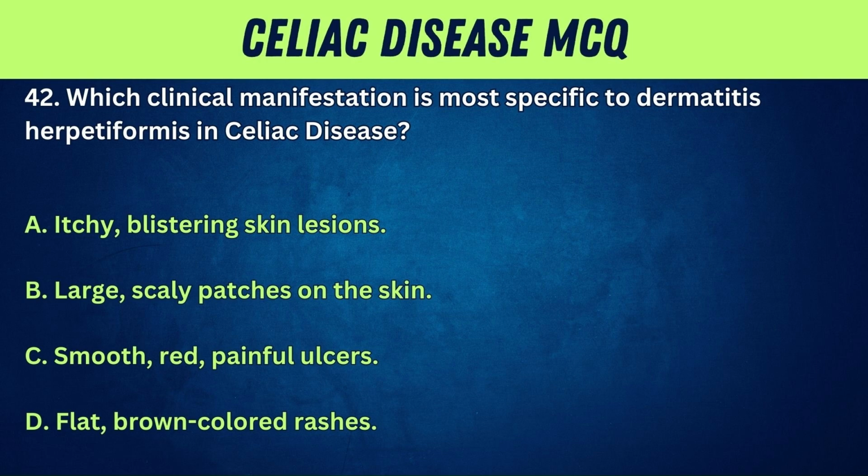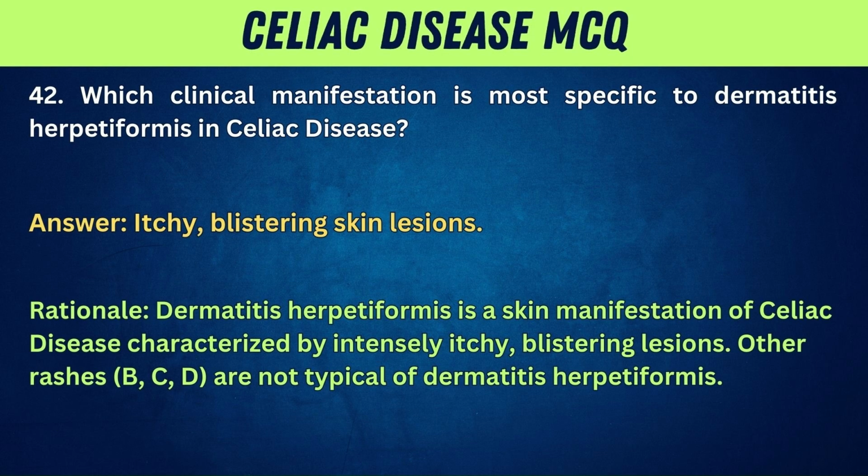42. Which clinical manifestation is most specific to dermatitis herpetiformis in celiac disease? A. Itchy, blistering skin lesions. B. Large, scaly patches on the skin. C. Smooth, red, painful ulcers. D. Flat, brown-colored rashes. Answer: itchy, blistering skin lesions. Rationale: dermatitis herpetiformis is a skin manifestation of celiac disease characterized by intensely itchy, blistering lesions. Other rashes, B, C, D, are not typical of dermatitis herpetiformis.